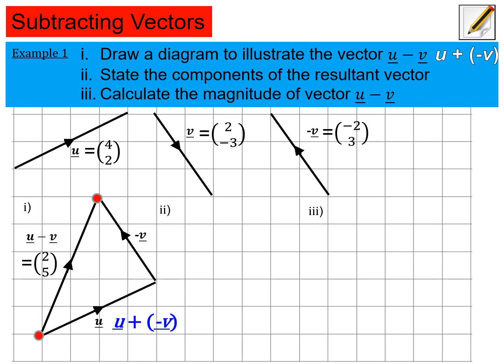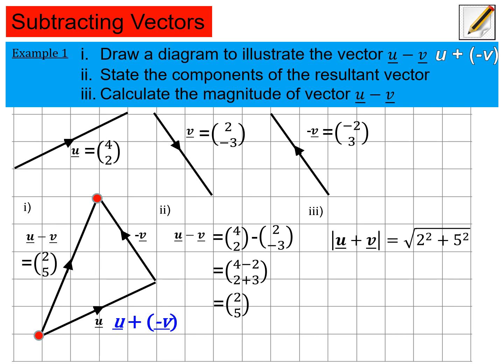We can check that with a component vector calculation, just like we did with the addition. So if we are doing u subtract v, then that is (4, 2) subtract (2, negative 3). Looking at the x components, we have 4 minus 2. Looking at the y components, remember the double negative gives you a positive, so we have 2 add 3. So we end up with an overall component vector of 2, 5, and this agrees with our diagram.